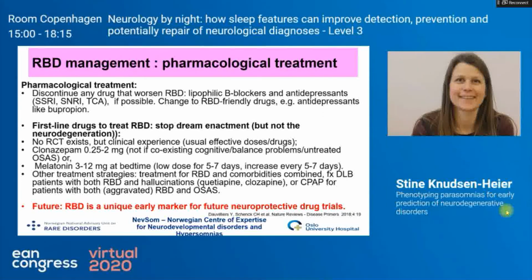But then another strategy is also that if they have other problems, for example, that they have RBD and hallucinations, then you try to find drugs that treat both these symptoms, or CPAP if they have both RBD and obstructive sleep apnea. And in the future, RBD, as I hope you have now acknowledged, would be a unique marker for future neuroprotective drug trials, but unfortunately, we don't have any of those yet.